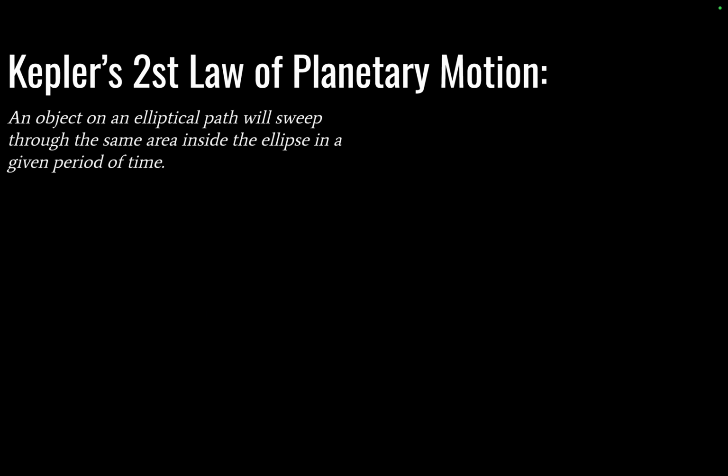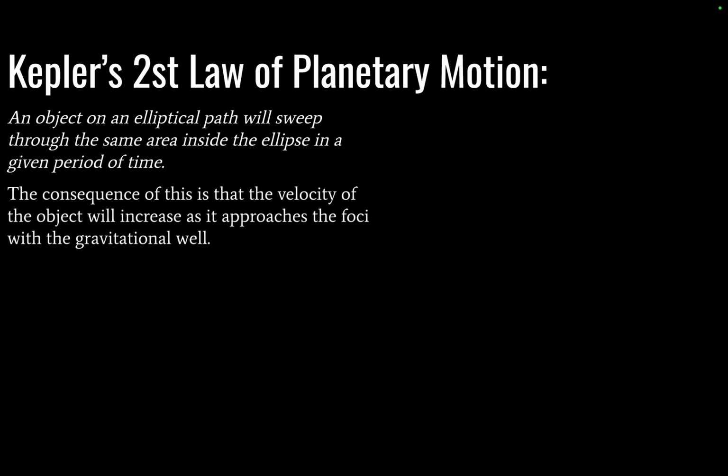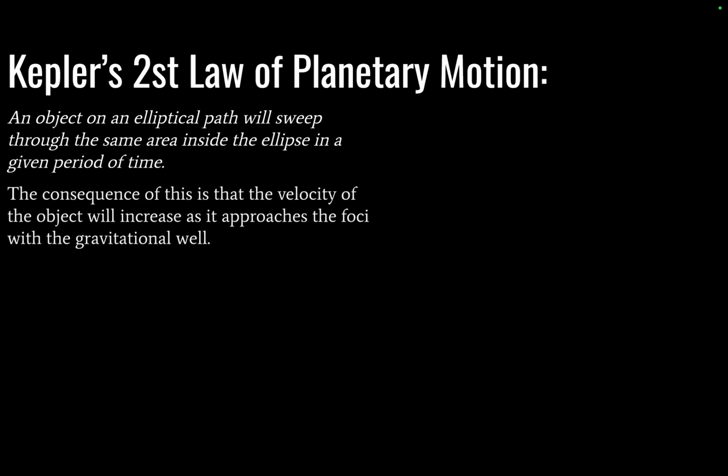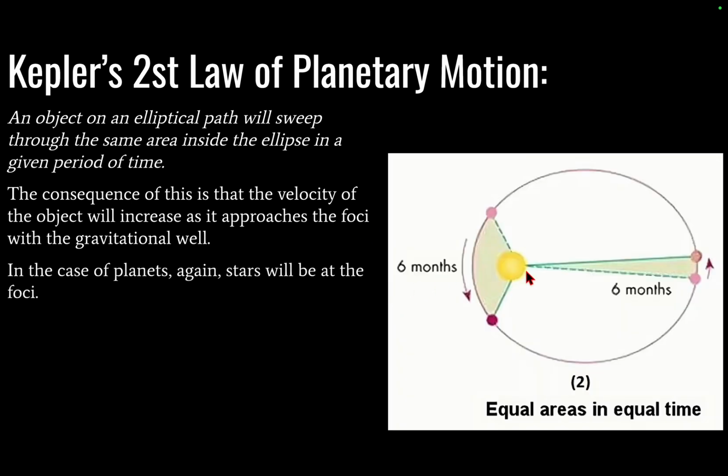Okay, second law of planetary motion is this. An object on an elliptical path will sweep through the same area inside the ellipse in a given period of time. So there's a direct consequence of this, and that is that the velocity of the object increases as it approaches the focus within the gravitational well. Did I call that loci earlier? I did. Oops. Okay, so in the case of planets, stars will be at the focus, as we've already discussed.